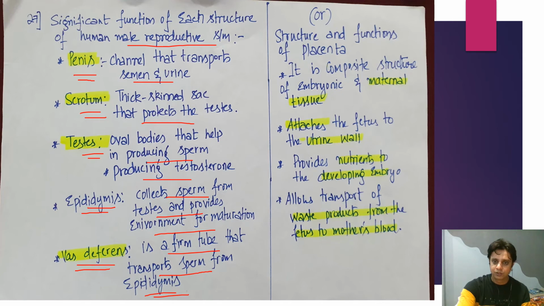Next one, they've asked about the structure and function of placenta. So, structure, it is a composite structure made of embryonic material and maternal tissue. Functions, you can say it attaches the fetus to uterine wall. It provides nutrients for the developing fetus or developing embryo, and also it removes the waste products from the fetus into the mother's blood. You can also add other features like it is rich in blood vessels, helps in exchange of materials from fetus to mother and mother to fetus.